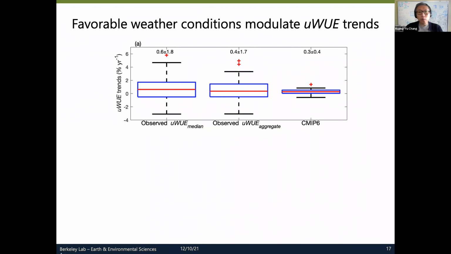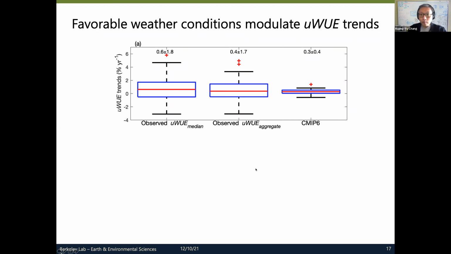So when compared with Earth system model simulations, the median water use efficiency trends observed from the 40 sites is about 0.4 to 0.6% per year, which is comparable to the median trends inferred from CMIP6 simulations, although the model site-to-site variability is substantially weaker than the observed.